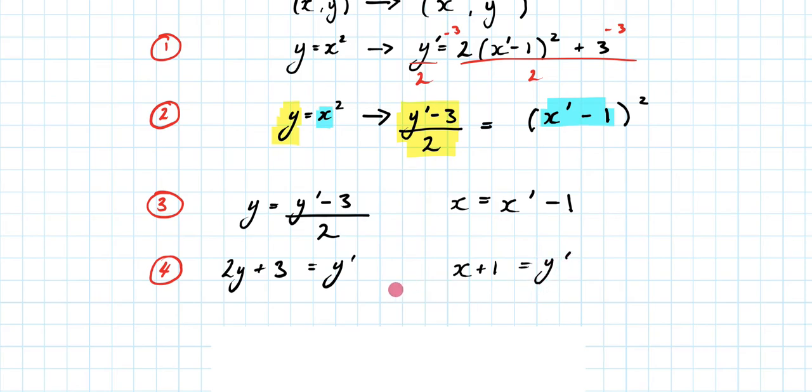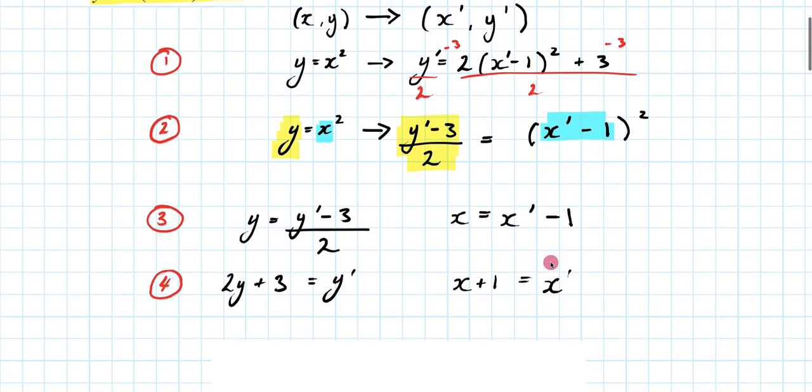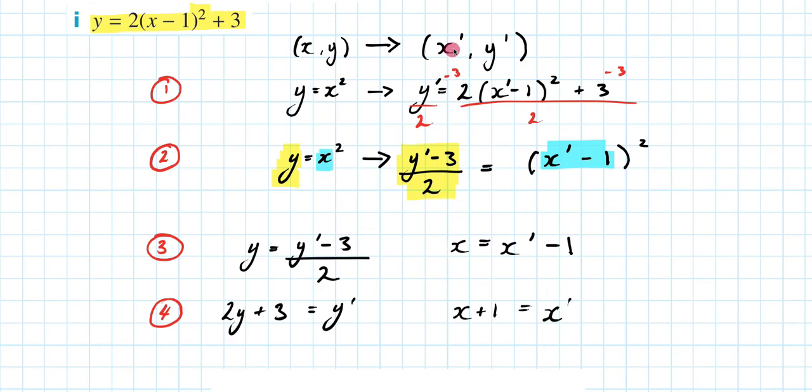So hopefully what you can see here is I figured out what my y dash is. Whoops, that should be x dash. Let me just write that in there. So I figured out what my y dash is and what my x dash is. So let's just go up for a second. I know that my x dash is going to be x plus 1, and I know that my y dash is going to be 2y plus 3.